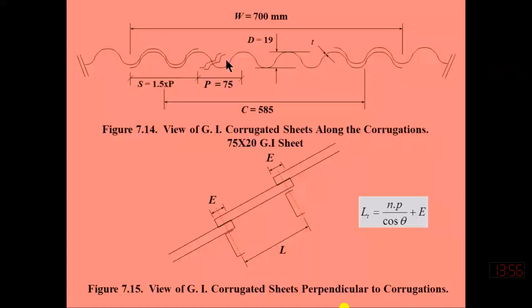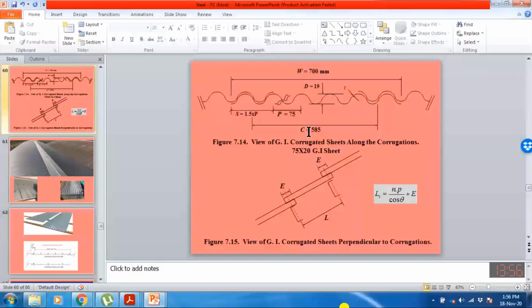From the total width, if I subtract half of the side lap from one side and half of the side lap from the other side, then we will have this C value. So you can say that the C value is equal to the total width minus the S value. So this will be our cover.